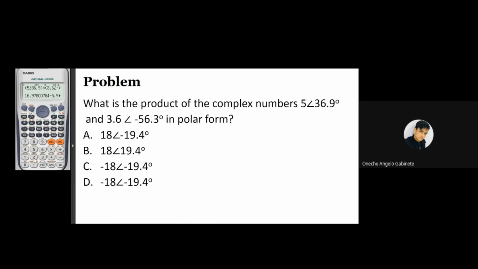Shift, number 2 for complex. Shift, number 3 for polar. Very good. I convert my answer to polar. The answer is 18 angle negative 97 over 5. When I press S to D, it becomes a decimal. So the answer is letter A.